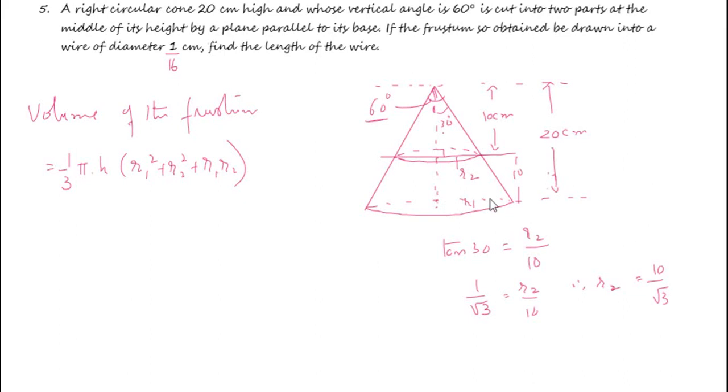Similar way, this is r1. So if you take this triangle, this is 90 degree, this is opposite side, this is adjacent side for this angle 30 degree, tan 30 in this case also equal to opposite side, that is r1 divided by adjacent side, that is 20, that is equal to 1 by root 3. Therefore r1 equal to 20 divided by root 3. Now we have both r1 and r2. We know h is 10 centimeter.